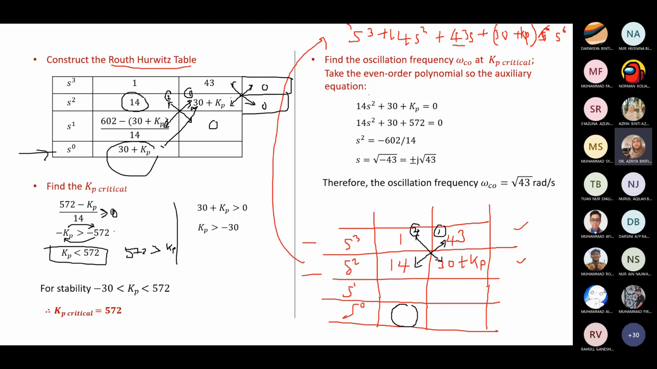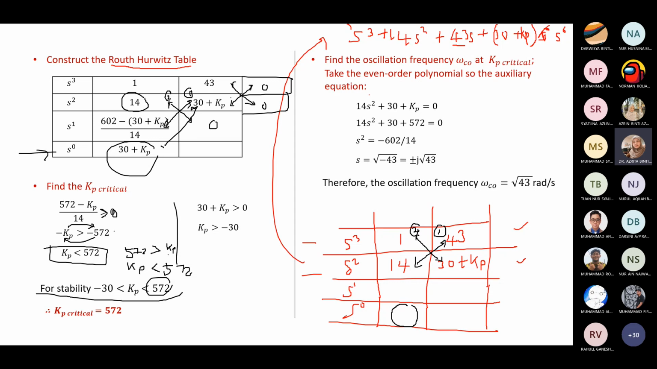Or when we change the location of the Kp, we can write Kp smaller, right? So this one is also less than 572. And the other value, Kp must be greater than minus 30. So from here, we can conclude that for stability, the value of Kp must be greater than minus 30 and less than 572.